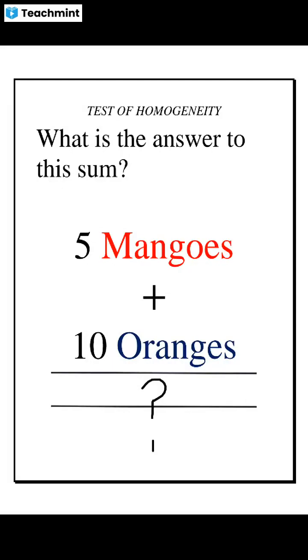What does it mean? It means that you can only add things that are the same, that are alike, that are in the same category. So you cannot add oranges to mangoes, you cannot add mangoes to oranges. Do you get the concept? So that's what we want to learn about homogeneity now. Let's go.